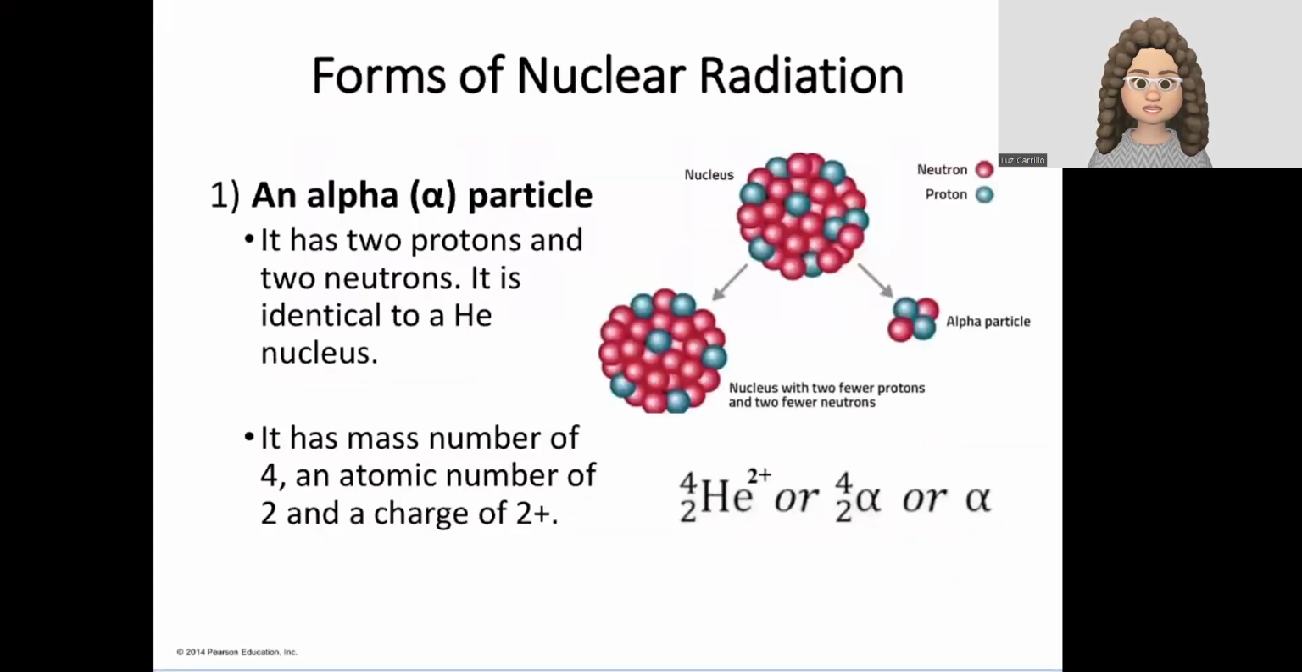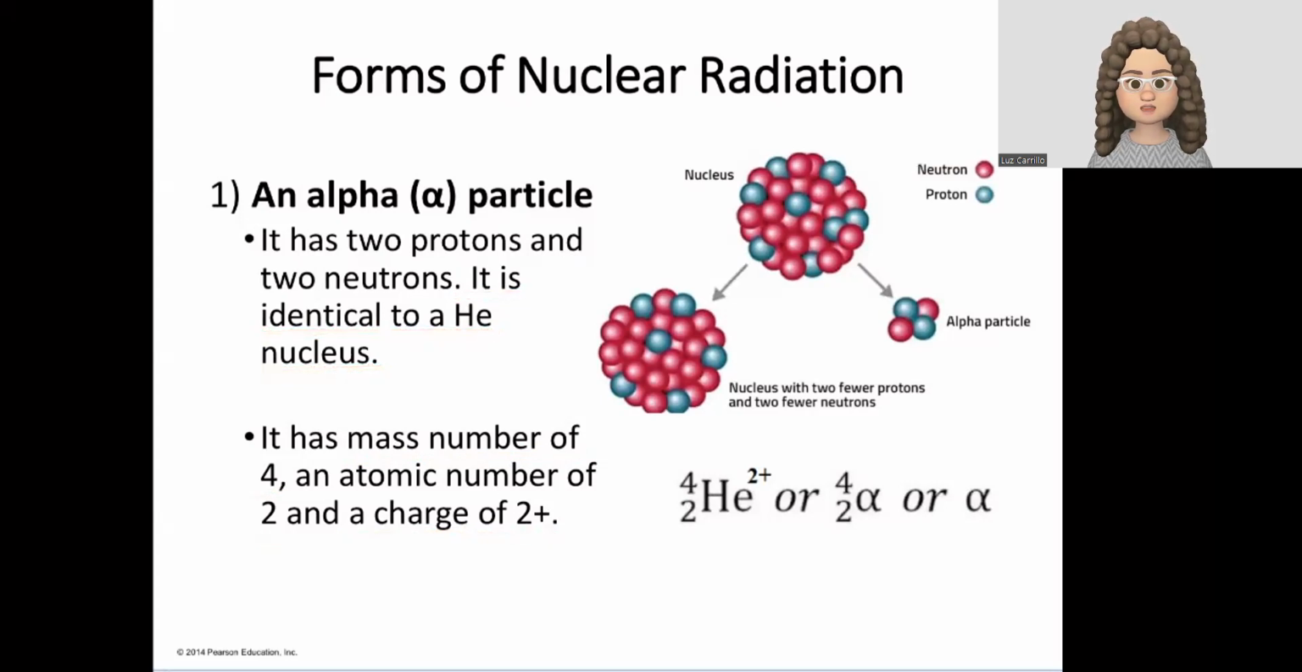The first form of nuclear radiation that you need to be familiar with is the alpha particle. An alpha particle is a particle that is released by an unstable nucleus, characterized by having 2 protons and 2 neutrons. So that's why overall the mass number for this particle is going to be 4. Now, the atomic number, since it has 2 protons, is going to be equal to 2, and it has a charge of positive 2. So overall, since this particle is characterized by a mass number of 4 and an atomic number of 2, it is identical to the nucleus of a helium atom.